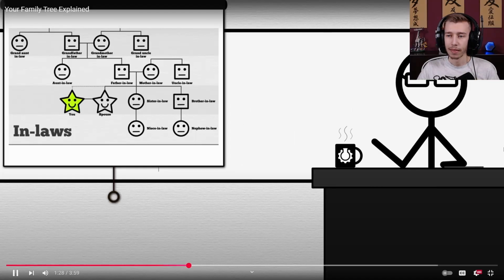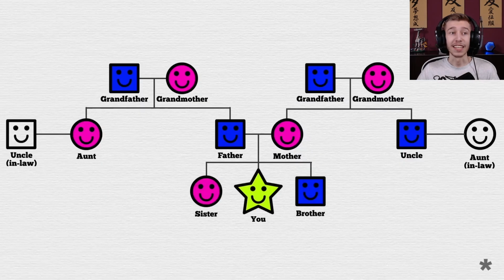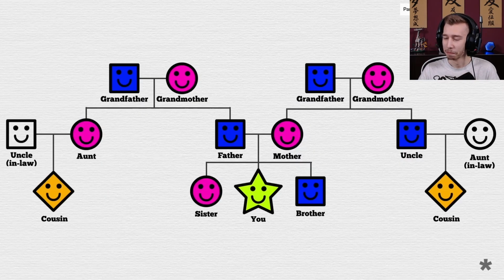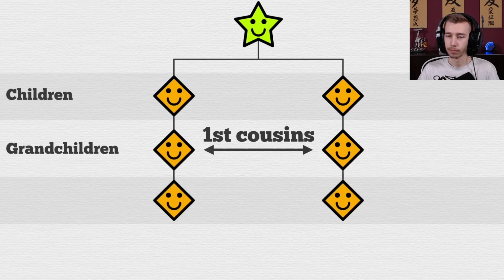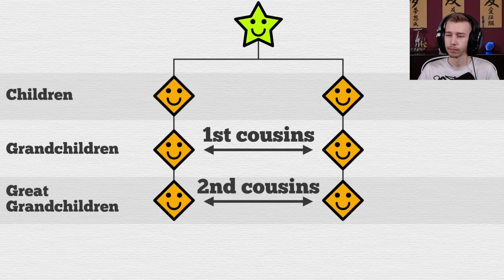It's on to the reason you're probably watching this video. Cousins. Your aunt and uncle's children are your cousins, but there are many kinds of cousins, and to better understand them, we need to simplify this family tree and think downward. Here's you, your children, and your grandchildren. Your grandchildren are first cousins to each other, and their children, your great-grandchildren, are second cousins to each other.